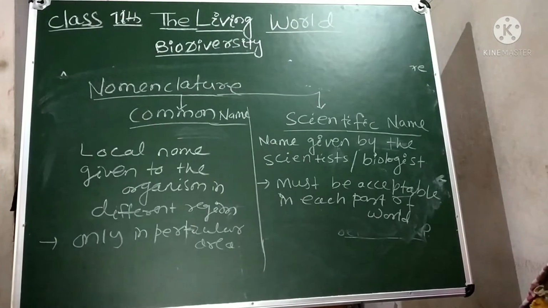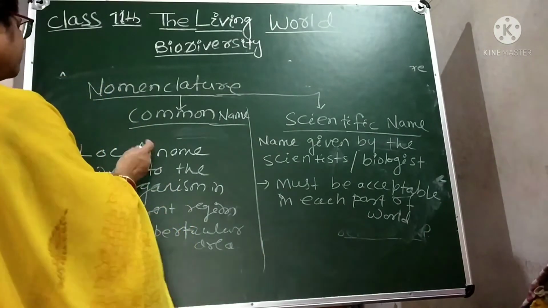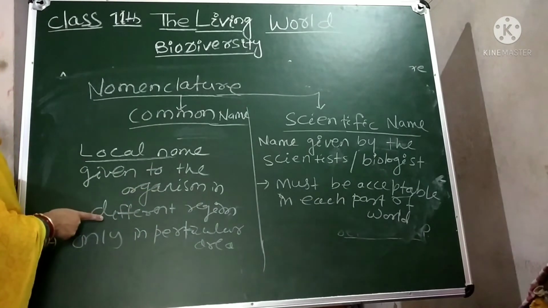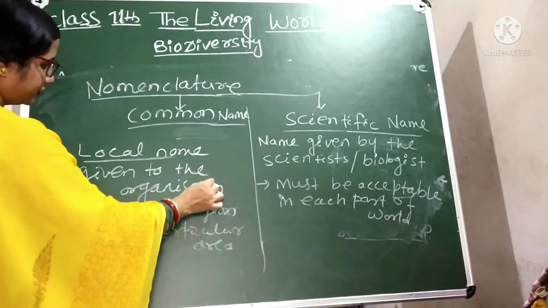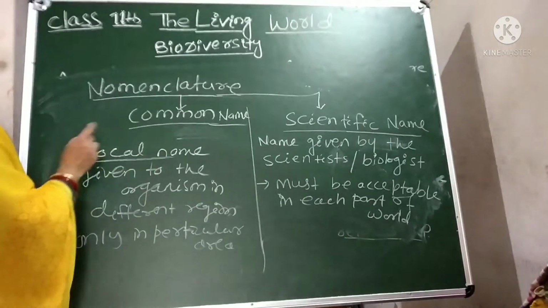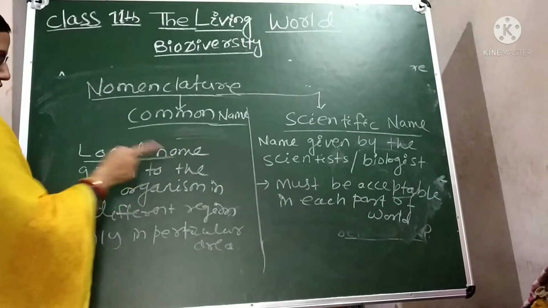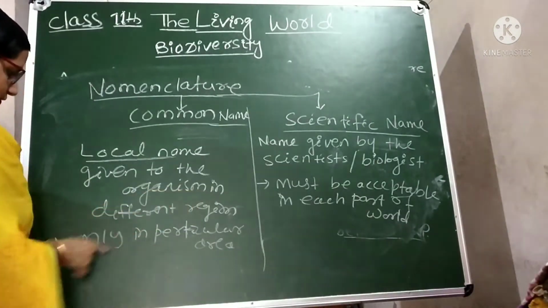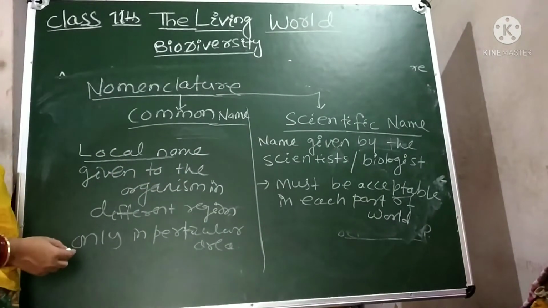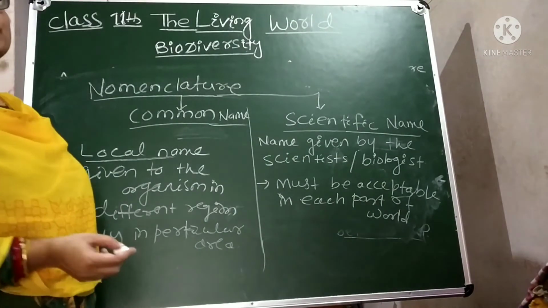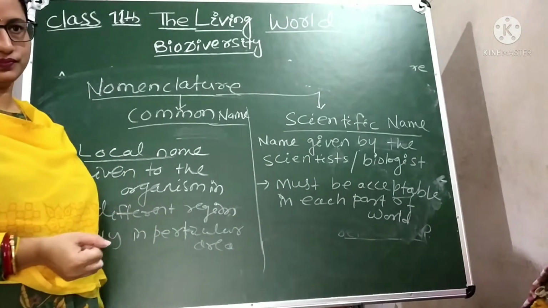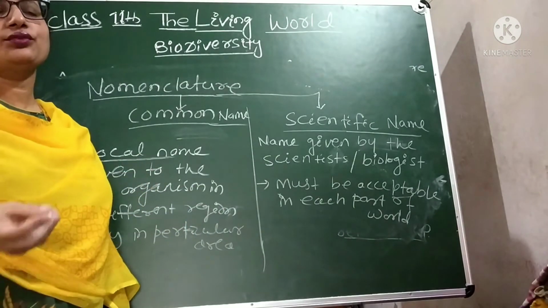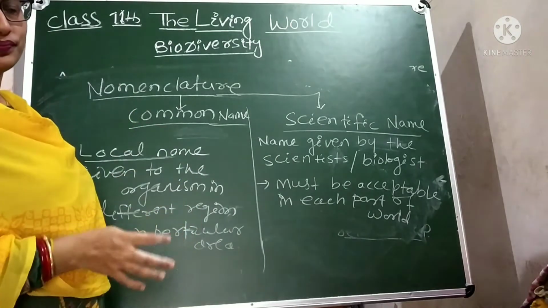What is common name? Common name is the local name given to the organism in different regions, only in a particular area. For example, dog: kukuro. In Odia, or in Odisha, we call the dog kukuro.